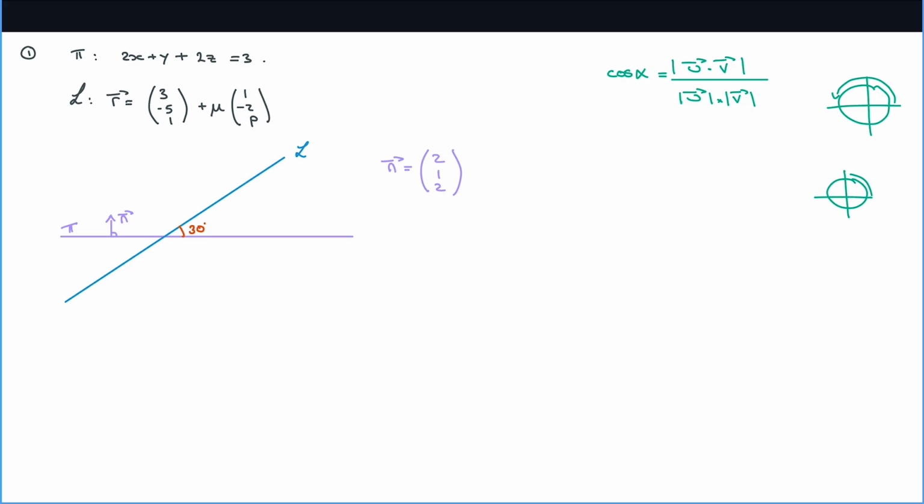So in this context, let's try and picture the two vectors that we're dealing with. We've got the normal to the plane, and we have a direction vector for our line, which runs parallel to line L. I'll call that direction vector u. The direction vector in this case, just to be clear, is the vector multiplying the parameter. So if I write that on the side here, vector u has components 1, negative 2, p.